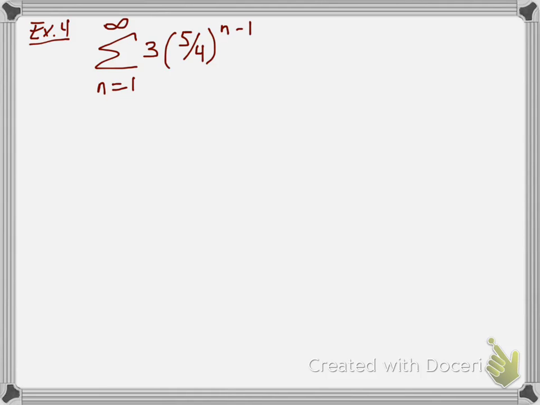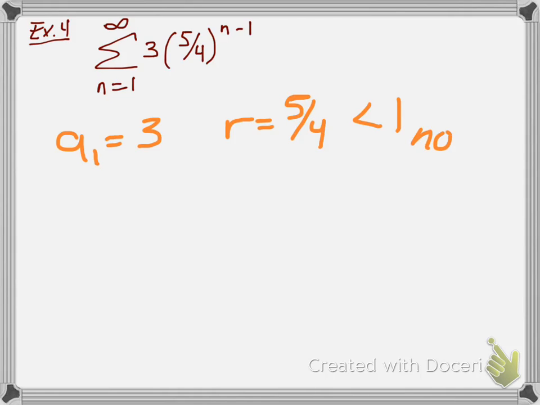Who's your a1? 3. Your a1 is 3. Who's your r? 5/4. Now, what's the rule? Is your 5/4 less than 1? No. So because it's a no, the answer would be a no sum.